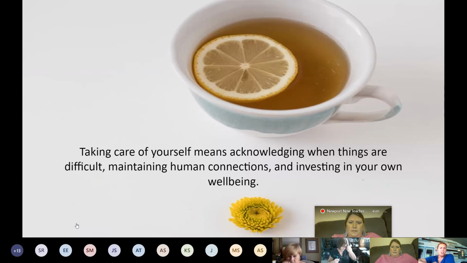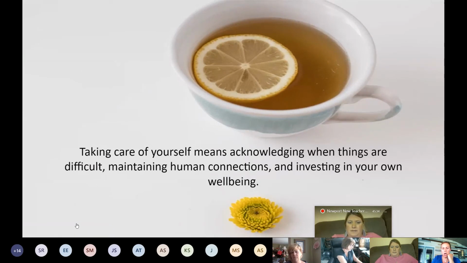We need to just sometimes acknowledge that things are difficult. Doesn't mean getting all down in the dumps, right? Or too negative, letting it take you down the wrong path there. But it does mean we do have to acknowledge that we definitely are faced with some new challenges in education. We want to make sure we maintain those human connections. So whether you're isolated a whole lot or not a lot, obviously making sure that we're talking to one another is important.